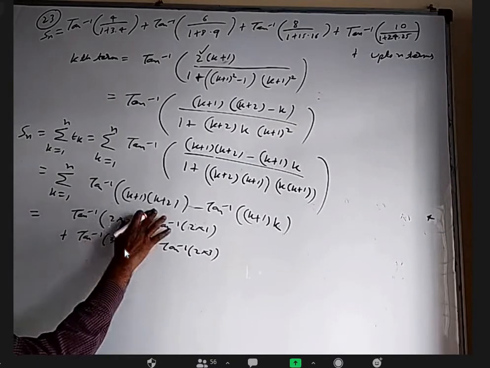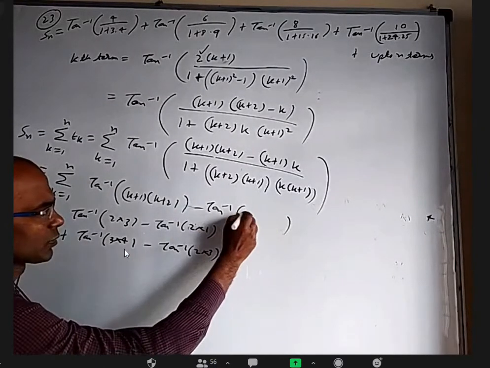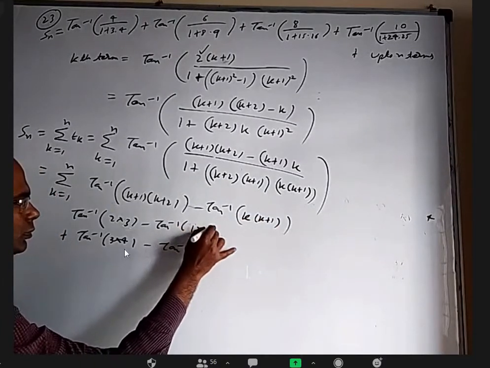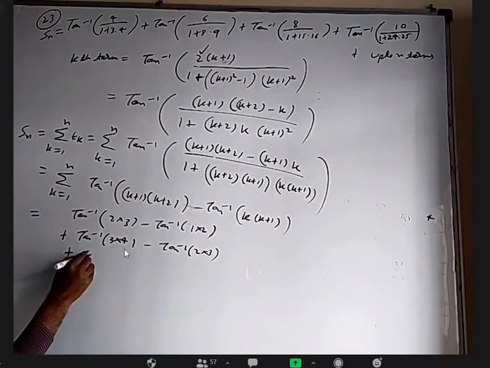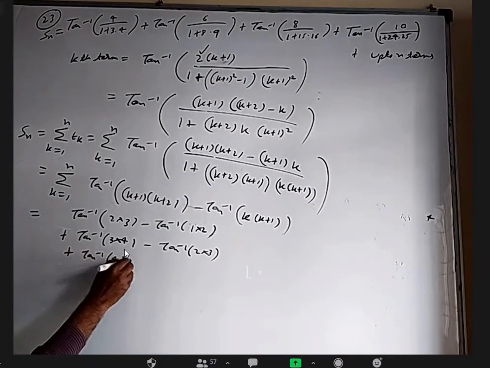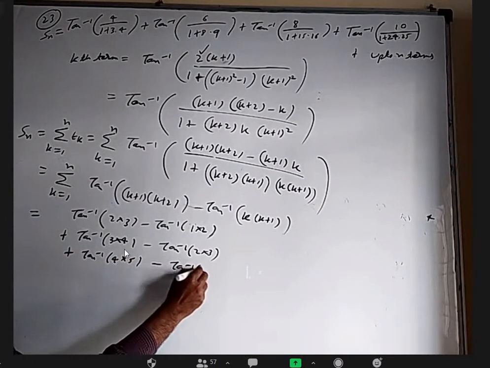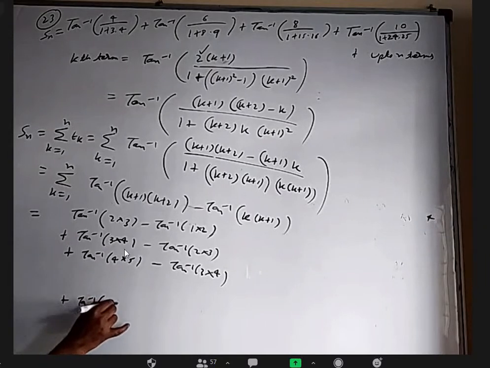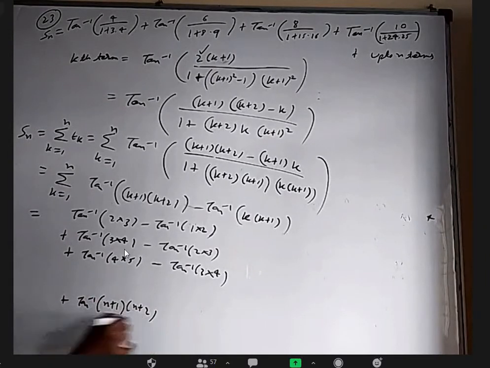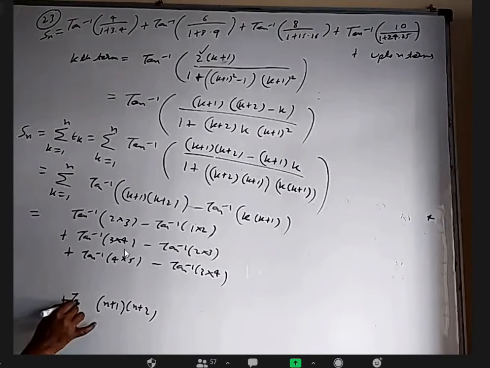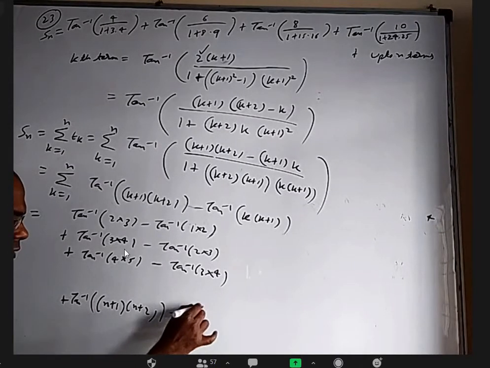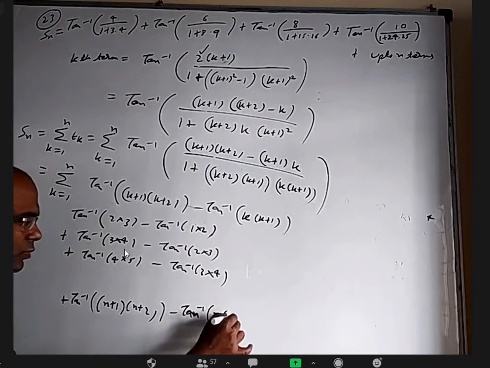This is the smaller number, this is the bigger number. This also let me write as k into k plus 1, so 1 into 2. Okay, the next one will be tan inverse of 4 into 5 minus tan inverse of 3 into 4. And lastly, you'll get tan inverse of n plus 1 into n plus 2 minus tan inverse of n into n plus 1.